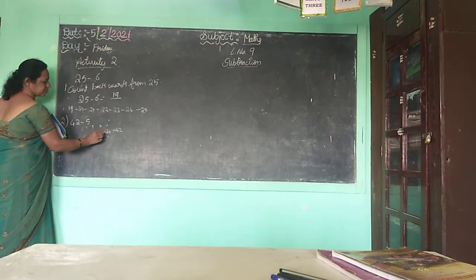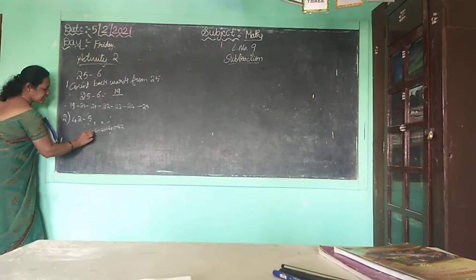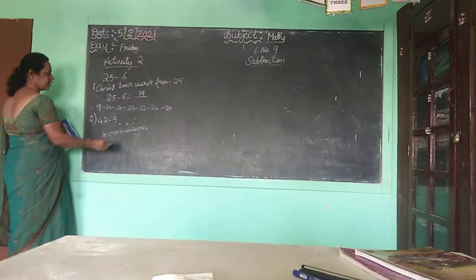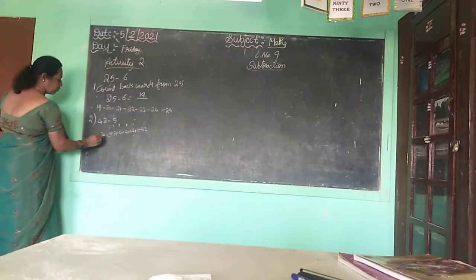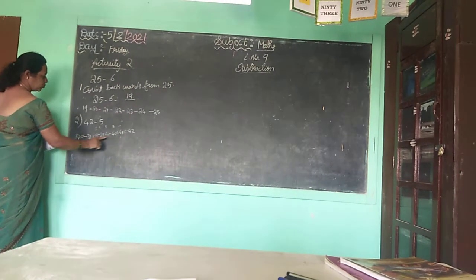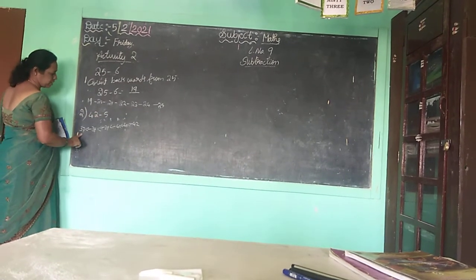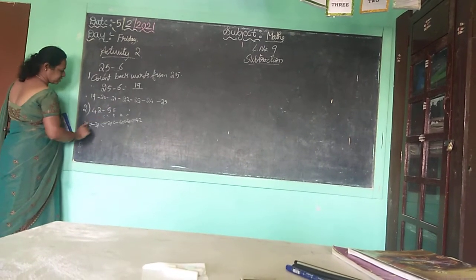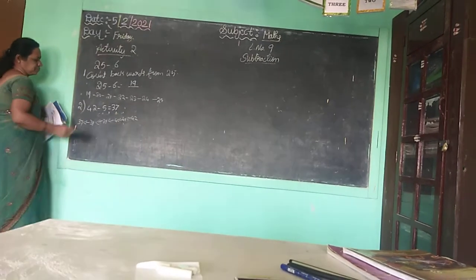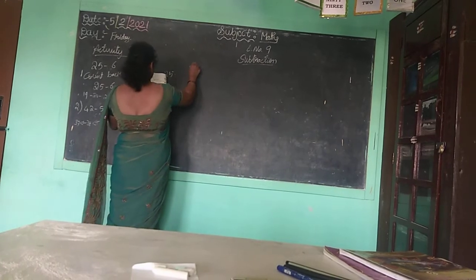40. Okay. Next, 40, next is 39. Next is 38. Okay, 1, 2, 3, 4. So what? 37. See, 1, 2, 3, 4, 5. 42 minus 5 is how much, children? 37. Okay. So another one is backward count, third sum.